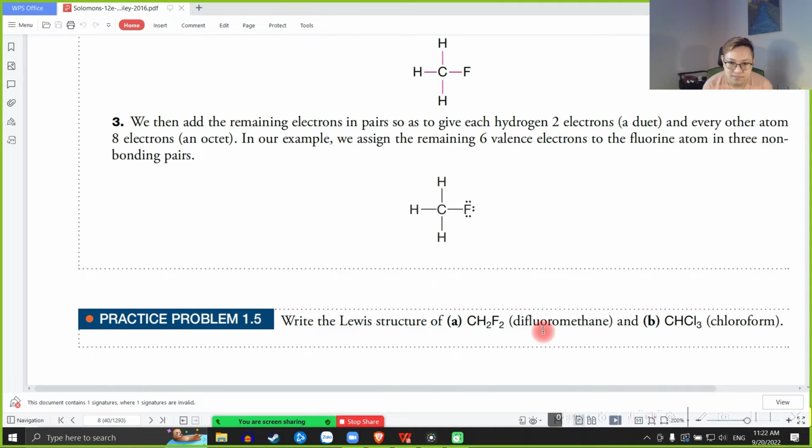So total we have 22 electrons. So 22 dots. 6 plus... Oh yeah, 20. 20. 12. 22.